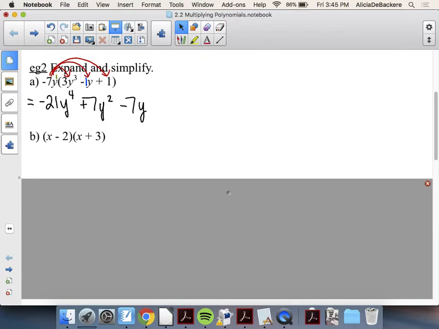My next example is a little bit different. In this case, we've got two sets of brackets that I need to multiply. So some of you may have used the term FOIL for this, or you might have thought of this as a double distribution. So I think of it that way.